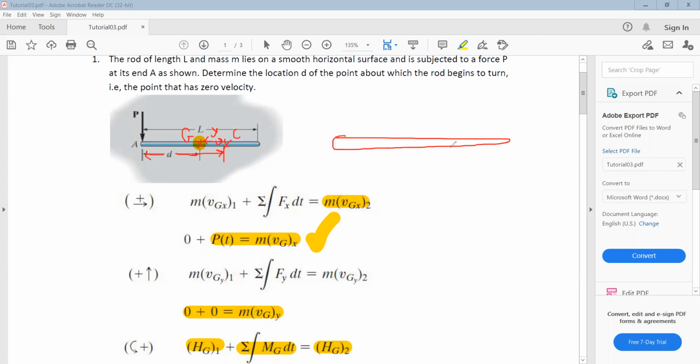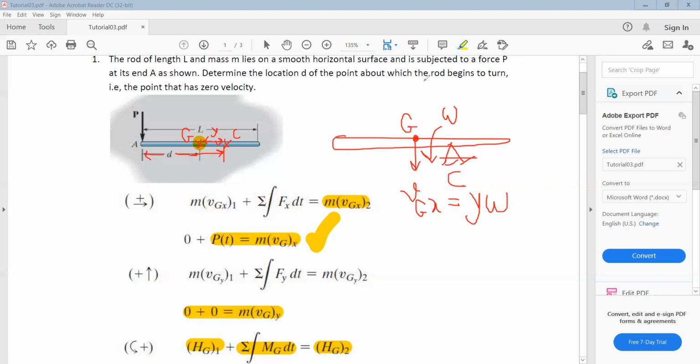because we can assume that this rod, okay, assume that this is the rod, this is the point P, and this is a pin connection, okay? This is point C, and this rod is rotating with angular velocity omega. So the velocity of this point, which is G, the mass center, we call it Vgx, which is equal to y times omega.